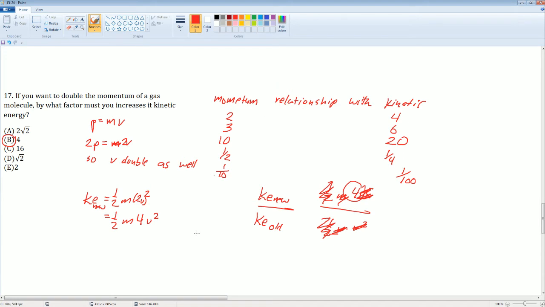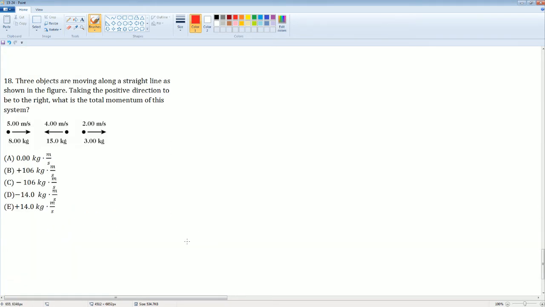I think it's called the squared relationship. 18. What is the positive direction going to be? To the right. Yep, that's right. Good. And what is the total momentum?